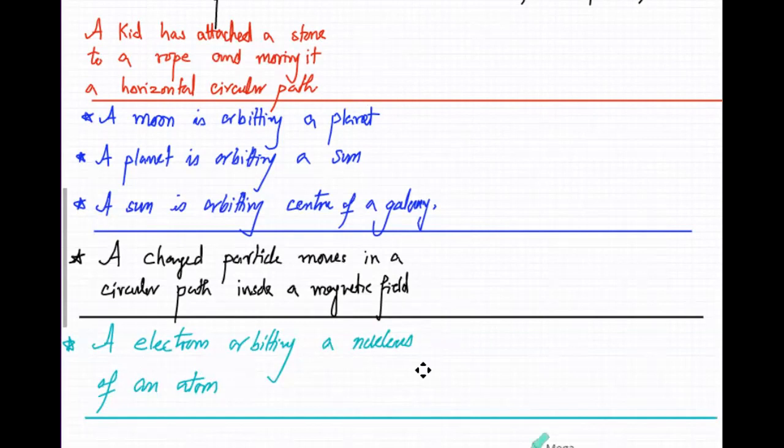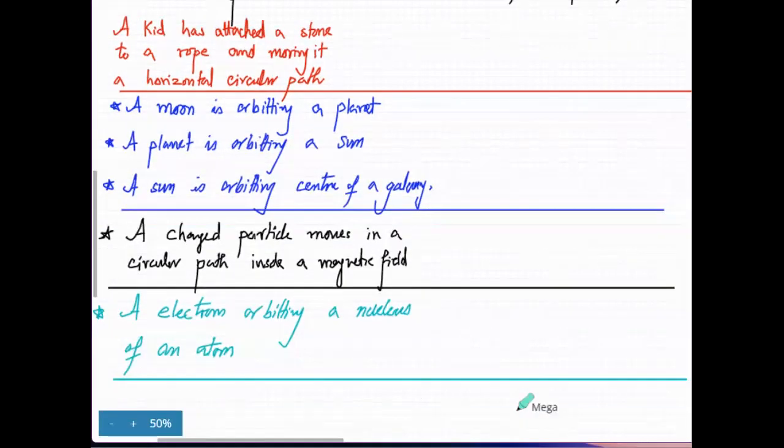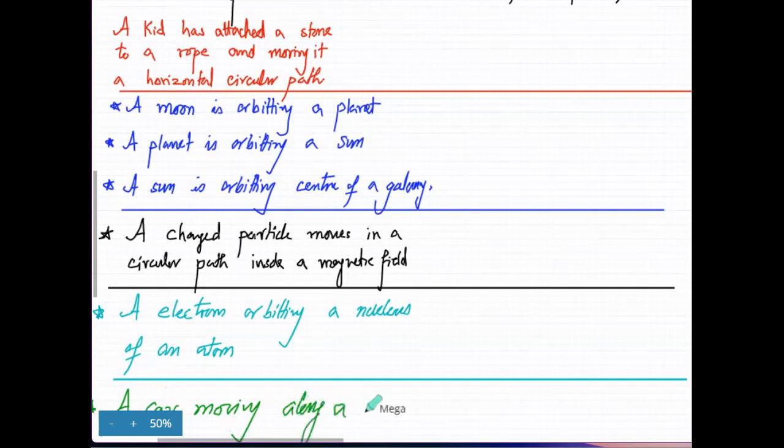Okay, there can be one more coming to my mind right now. That is a car moving along a circular track. So what is providing centripetal force in these circular motion examples?